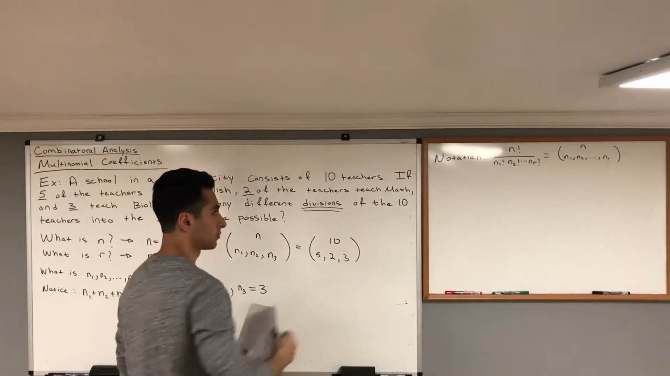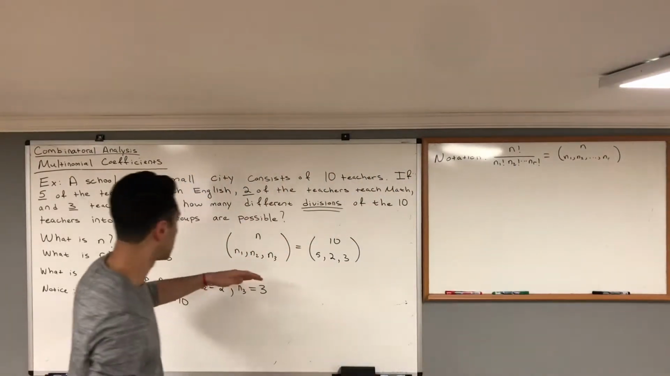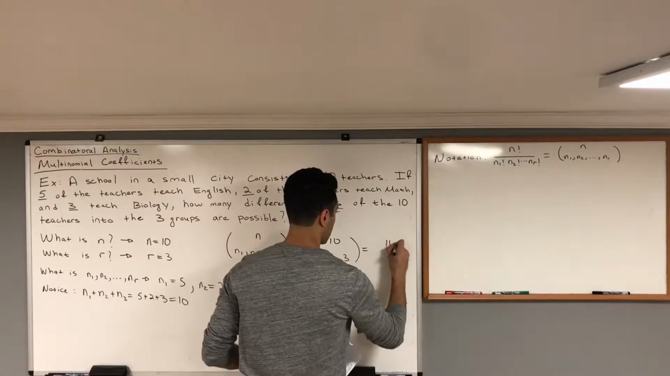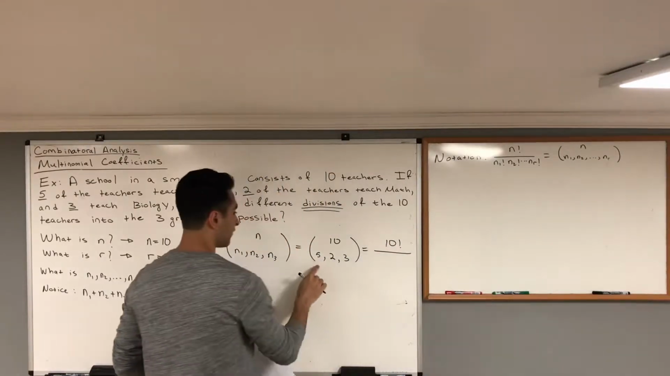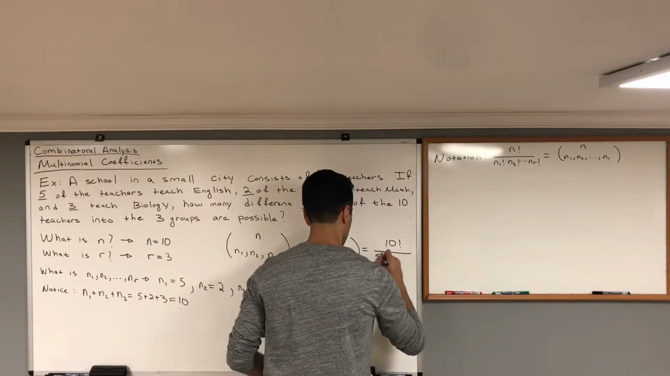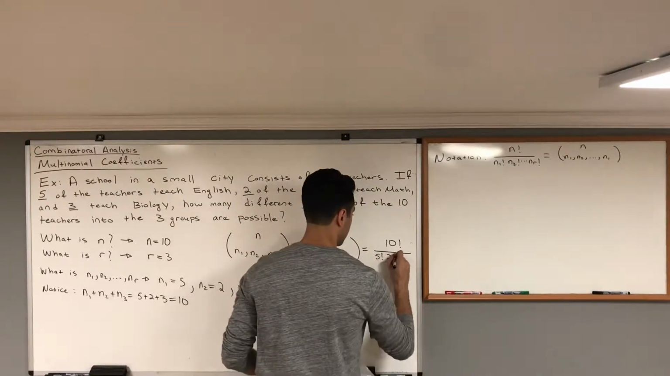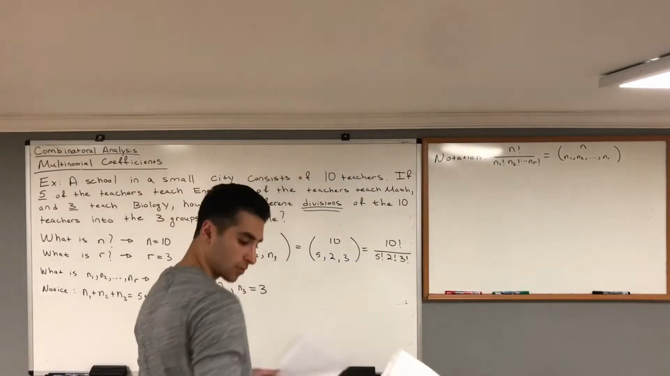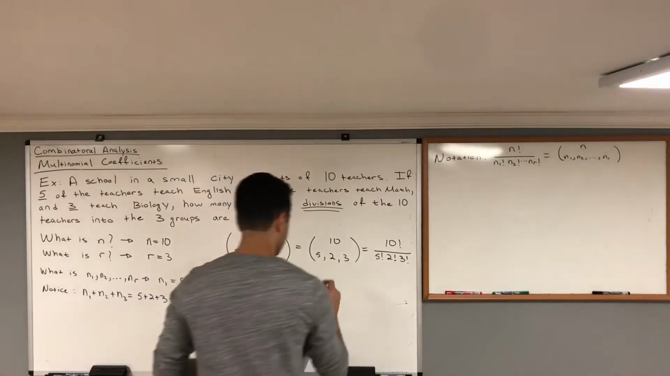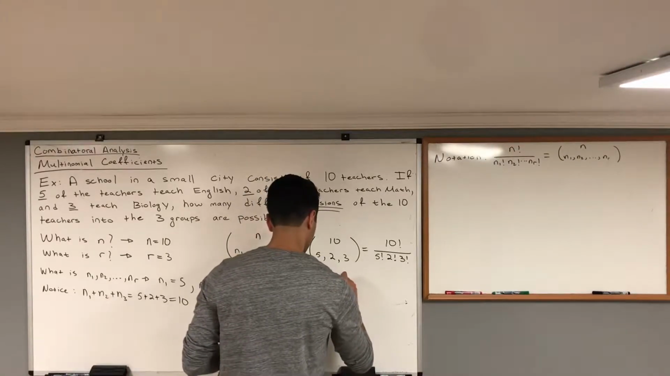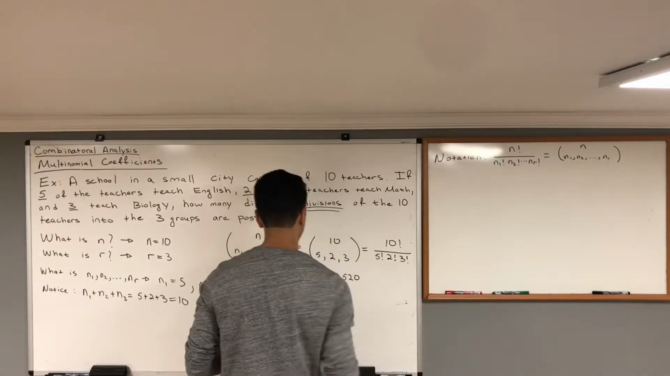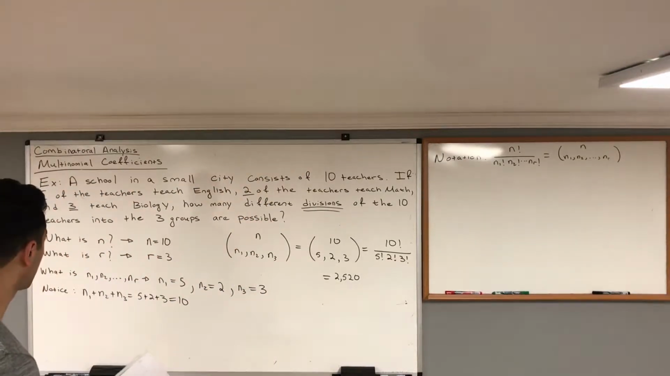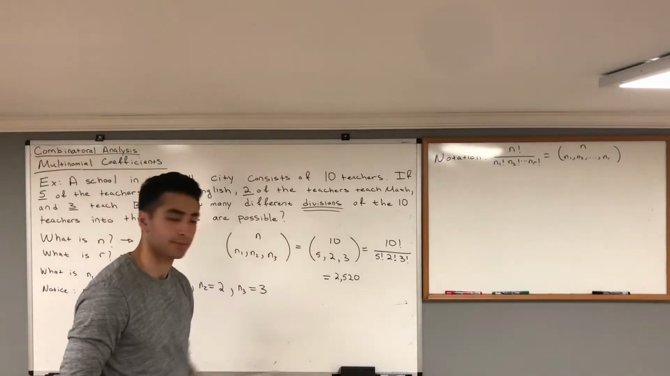Now that you have the notation, 10 choose 5, 2, 3 is just 10 factorial over 5 factorial times 2 factorial times 3 factorial, and you're done. And this turns out to equal 2,520 possible divisions. And we're done. That is the answer.